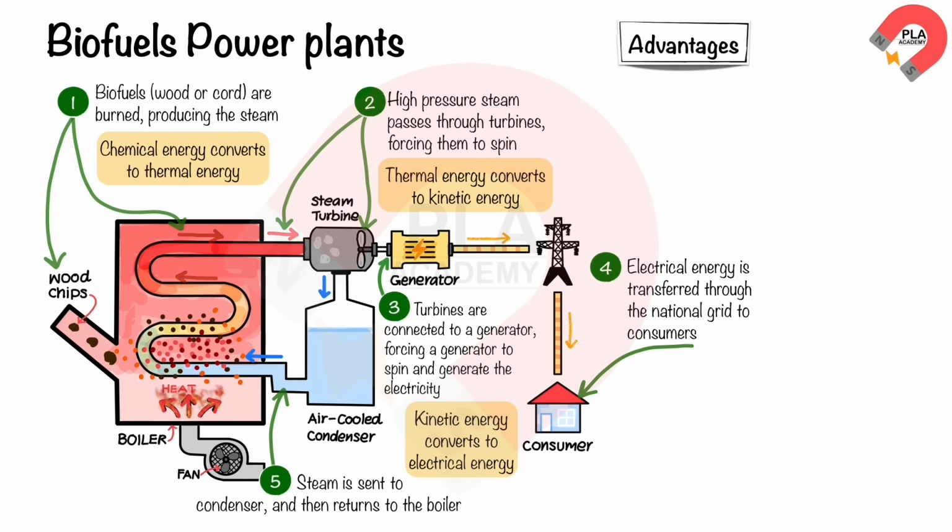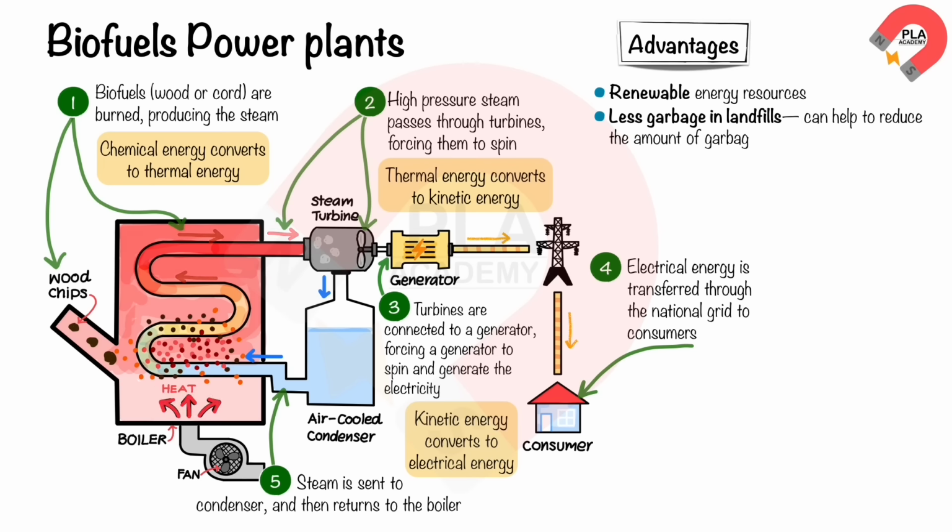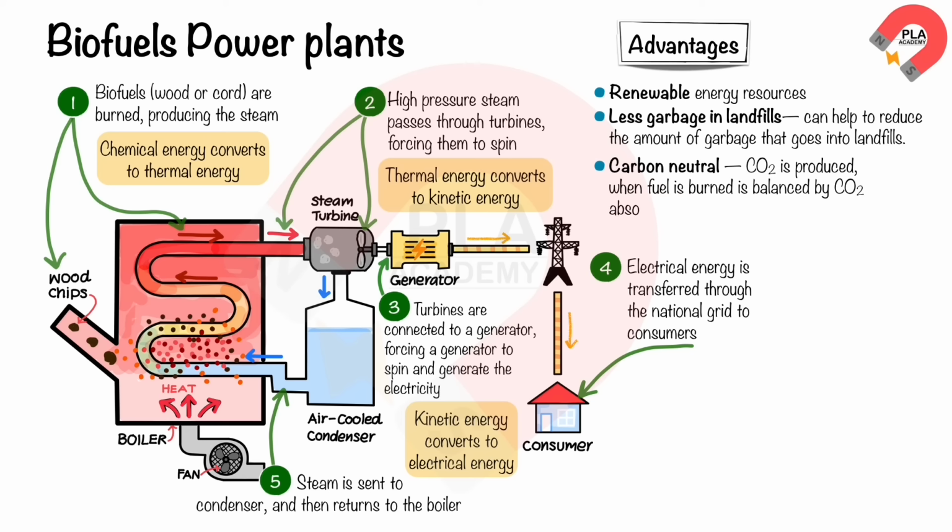Here are some of the advantages of biomass power plants. Renewable energy resource. Biomass is an infinite resource that will never run out. Less garbage in landfills. Biomass power plants can help to reduce the amount of garbage that goes into landfills. Carbon neutral. Biomass is carbon neutral, meaning that the carbon dioxide produced when the fuel is burned is balanced by the carbon dioxide absorbed when the biomass is grown.